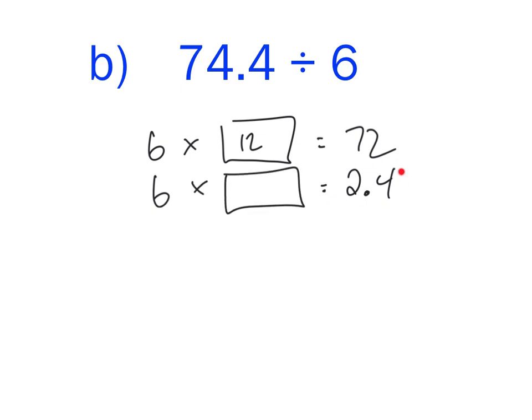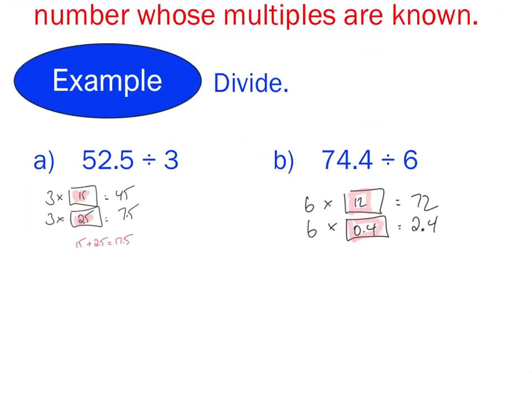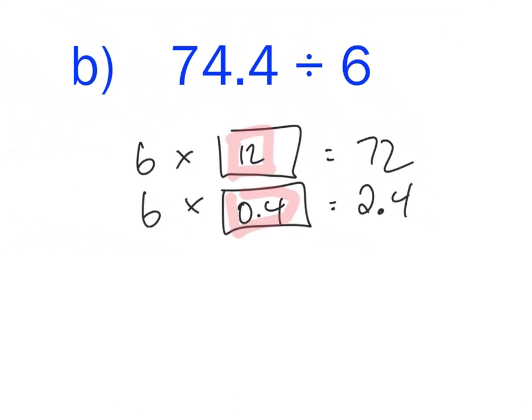Remember, you can forget about the decimal for a second, if it helps you. 4, so it would be what here then? It would be 0.4. So 6 times 0.4 is 2.4. So then we're going to take these two numbers here and add them together. Did we do that here? Yes, we did. That's good. So we get 12 plus 0.4 is 12.4. And that's it.